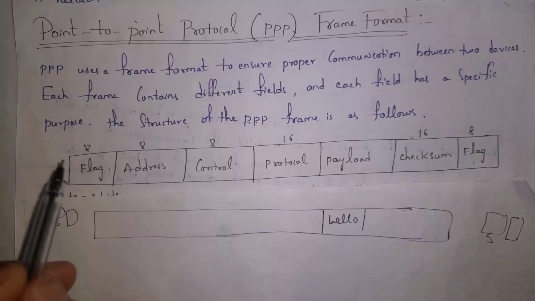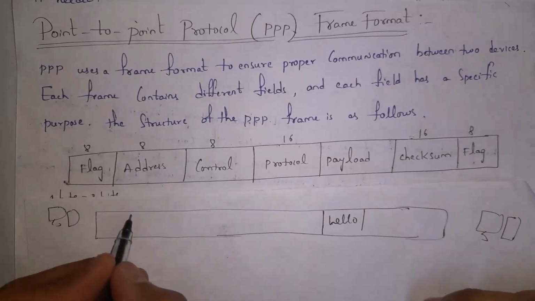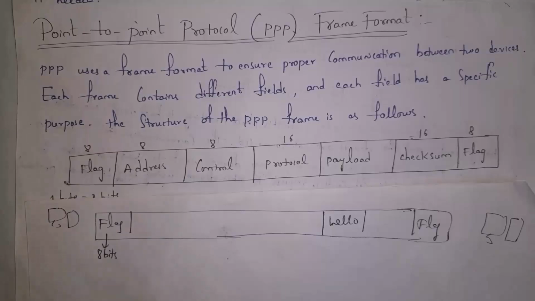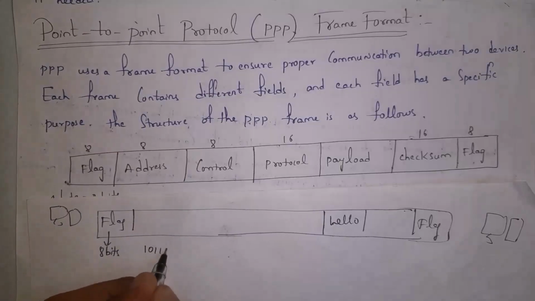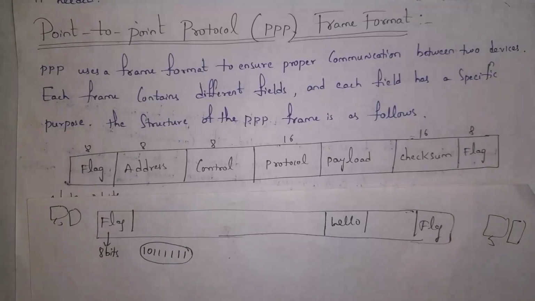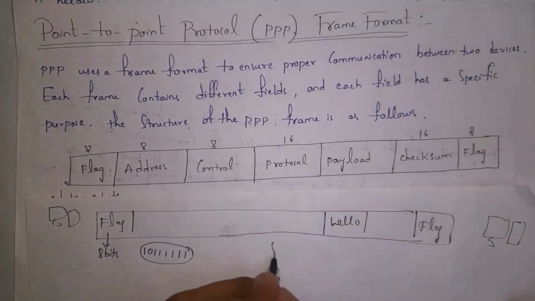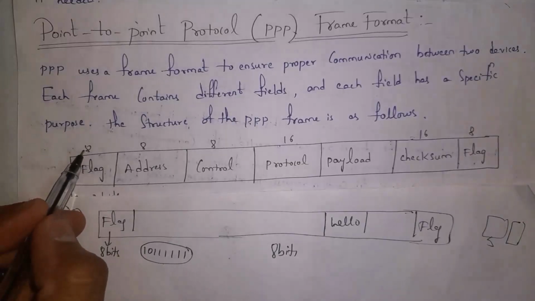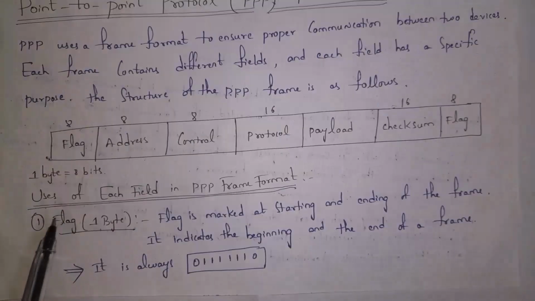And at the starting and at the end, we will place a flag. I will explain what a flag is. Thus, flag size is 8 bits, like 1, 2, 3, 4, 5, 6, 7, 8. Like that, flag size is 8 bits. We also call 8 bits as 1 byte. So in place of writing 8 bits here, you can also write 1 byte. So flag size is 1 byte.